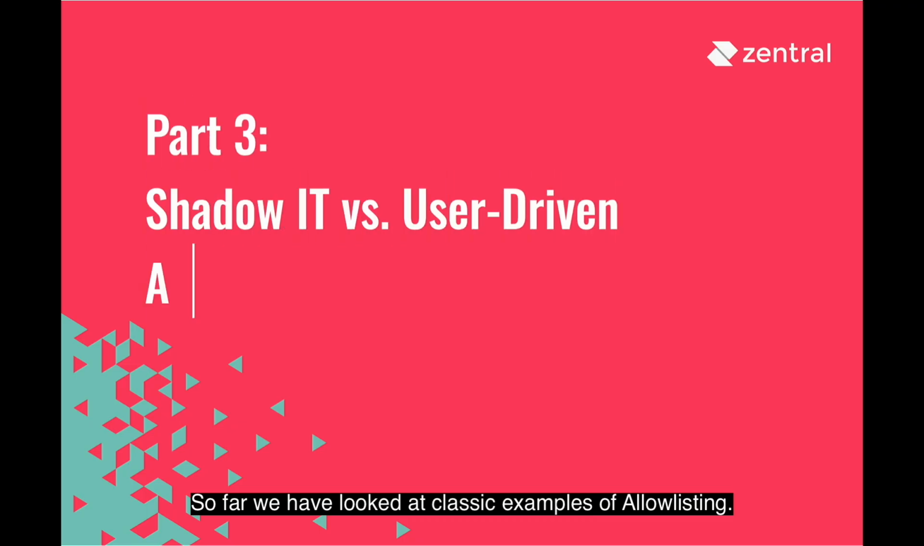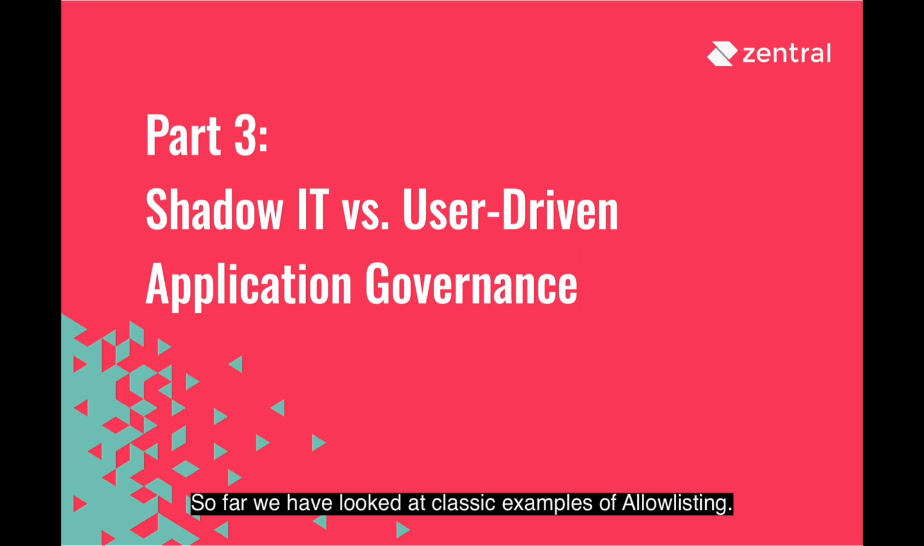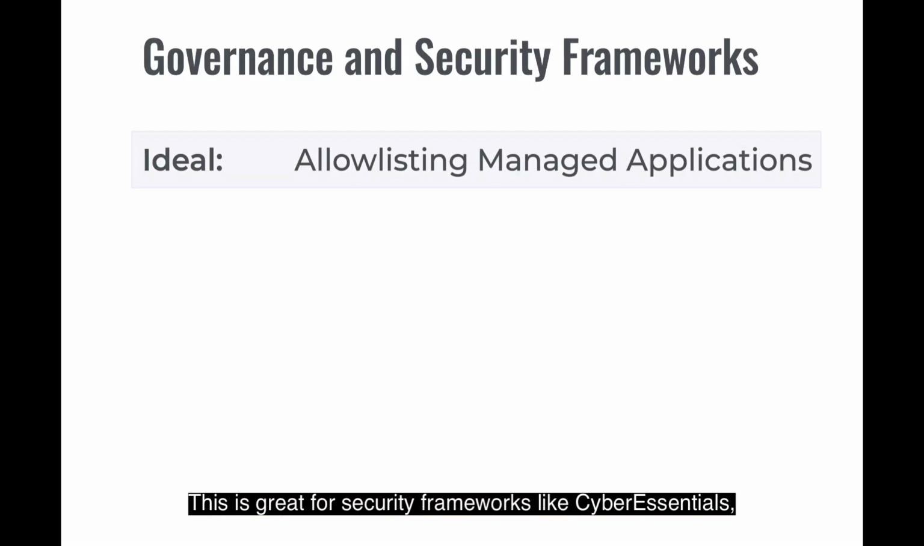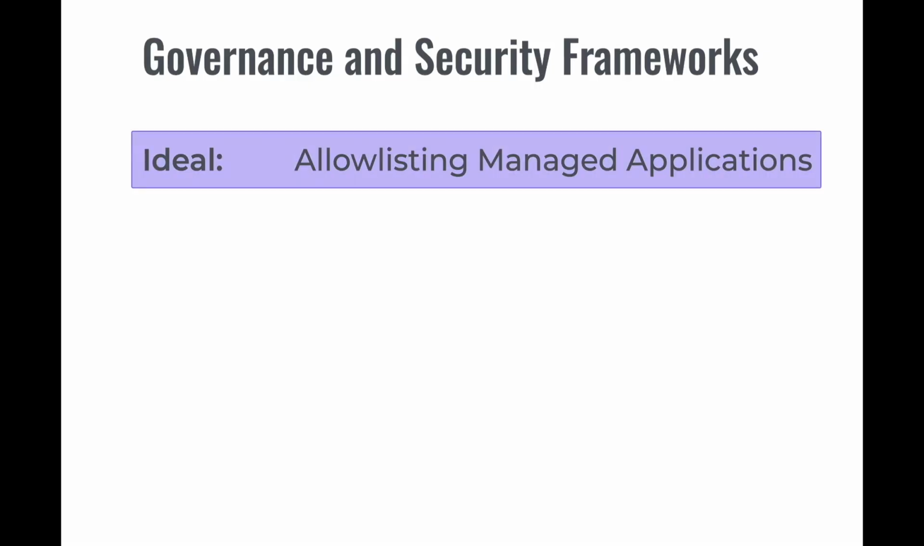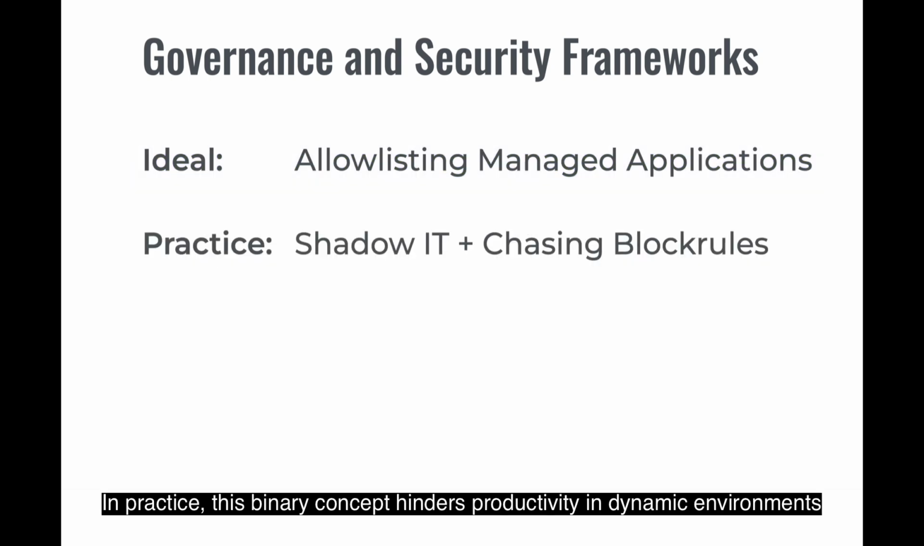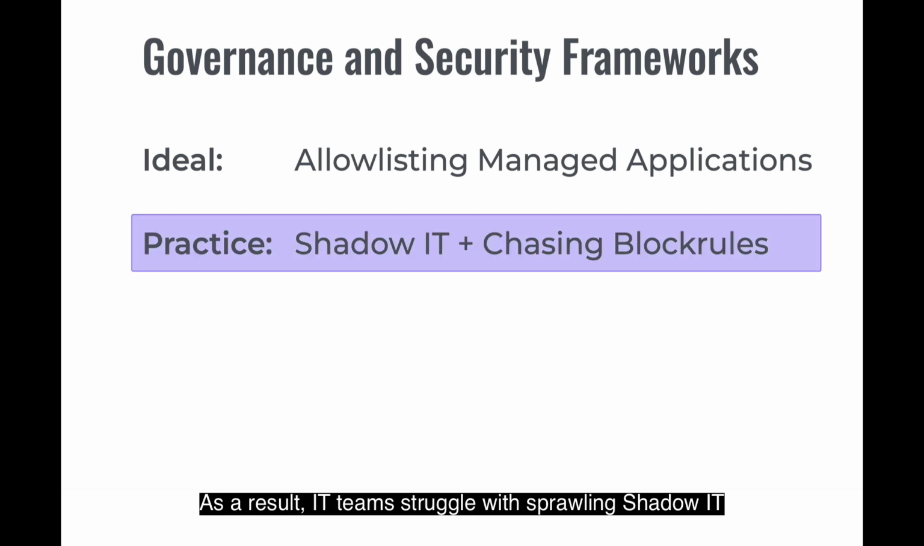So far, we have looked at classic examples of allow listing. Custom messaging and signposting improve the user experience and acceptance by offering alternatives. This is great for security frameworks like Cyber Essentials, where all software is required to be managed by the company. In practice, this binary concept hinders productivity in dynamic environments and causes friction with the users, and allow listing is often discarded. As a result, IT teams struggle with sprawling shadow IT and have to resort to blocking the worst pieces of software they can find.